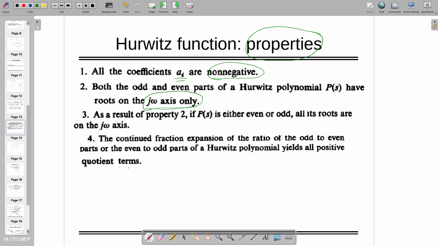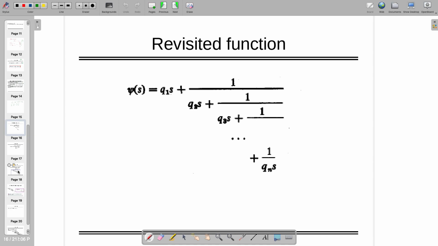We have to modify it a little bit here and there. We'll do that, but understand that both the odd and even parts have roots only on the j omega axis, or purely real. A purely real part will create resistance, and the j omega axis will create an inductor or capacitor. So as a result of property 2, P of S is either even or odd. All roots are on the j omega axis, right? It cannot go to another place. And for that we use a method of expansion known as continued fraction expansion, and through that we write down the transfer function like this.